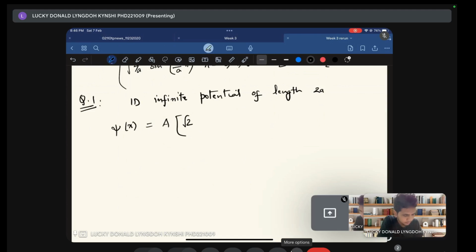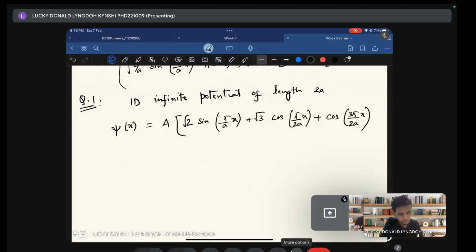root 2 sine of pi by a x, sorry, there is no n here, simply sine of pi by a x, plus root 3 cos of pi by 2a x plus cos of 3 pi by 2a x. Now what is the question here? A is a normalization constant, and what is the question?